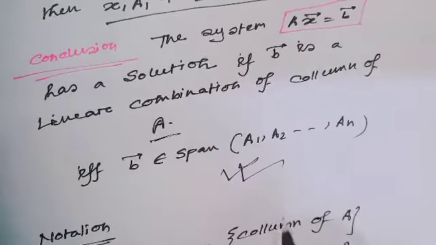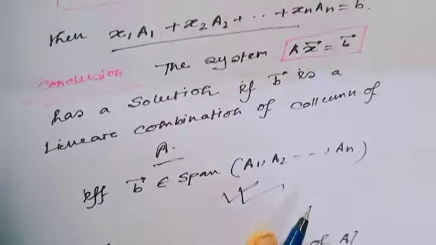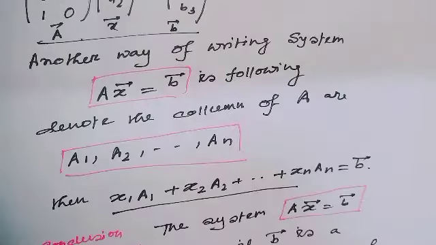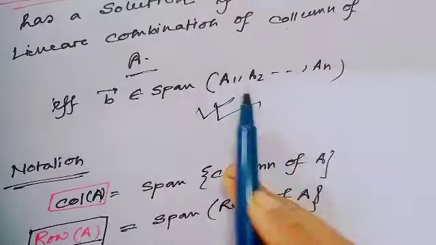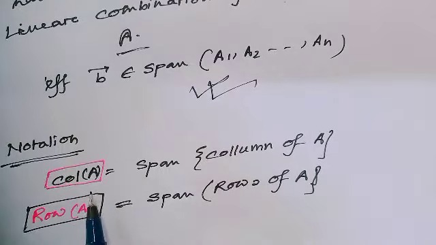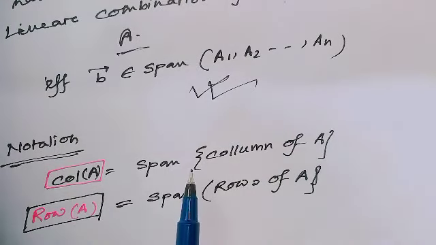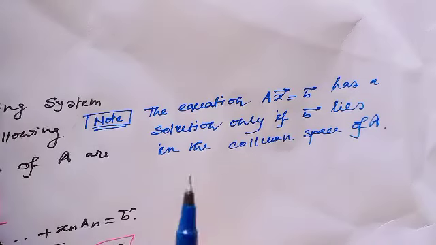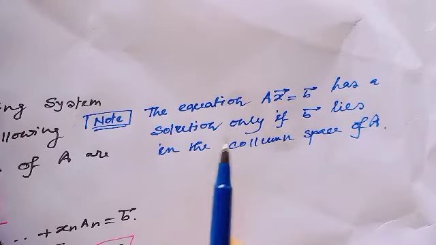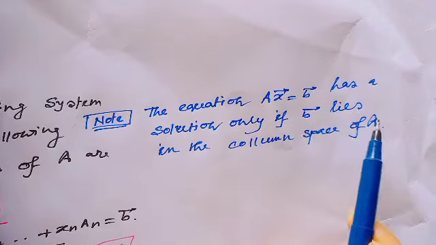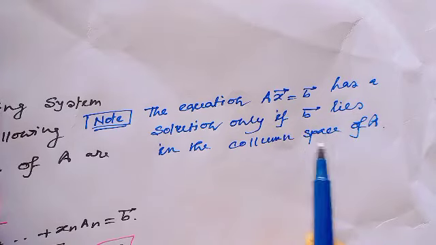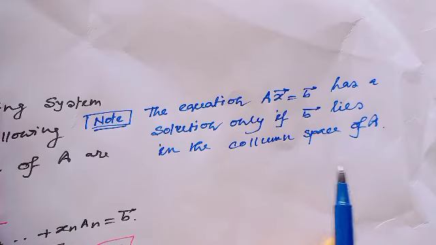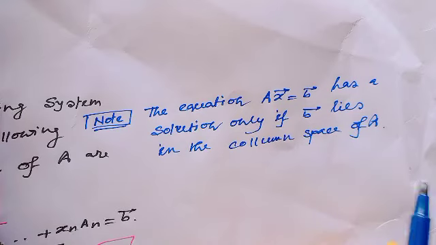Are you getting the method? How we have to find the solution of Ax equal to b? This span is called the column space of A. Similarly, the row space of A is the span of the rows of A. This is a very important note: the equation Ax equal to b has a solution only if b lies in the column space of A.